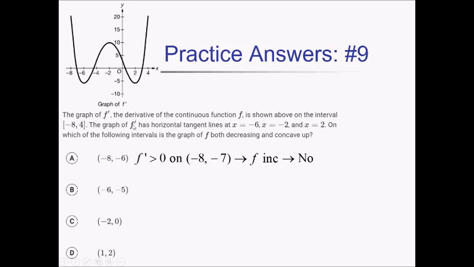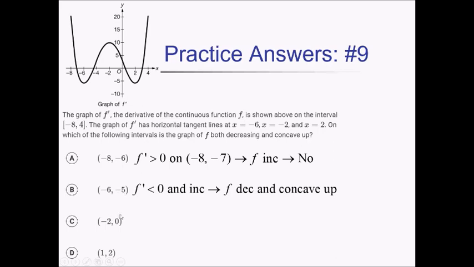Going on to the next one, -6 to -5. F prime is negative, which is good. F prime is also increasing, which is good because we want f to be concave up. So this means that f is decreasing and concave up on the interval from -6 to -5. So that's looking like it's going to be our answer, but let's see if we can quickly eliminate the other answer choices just to confirm the kill on this one.